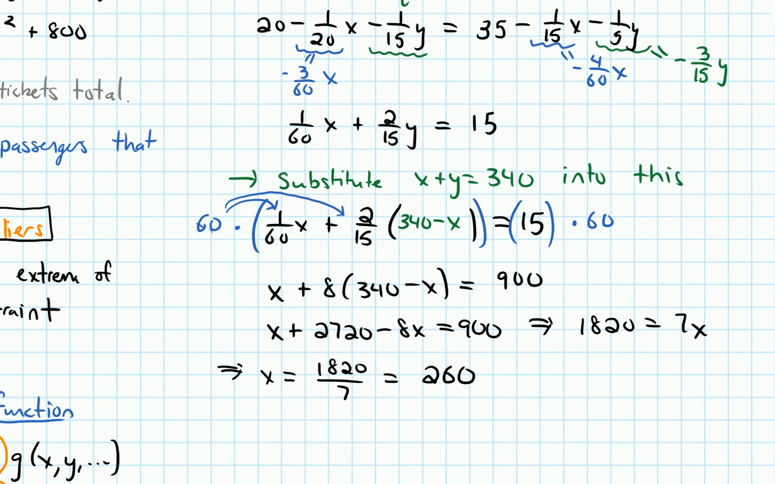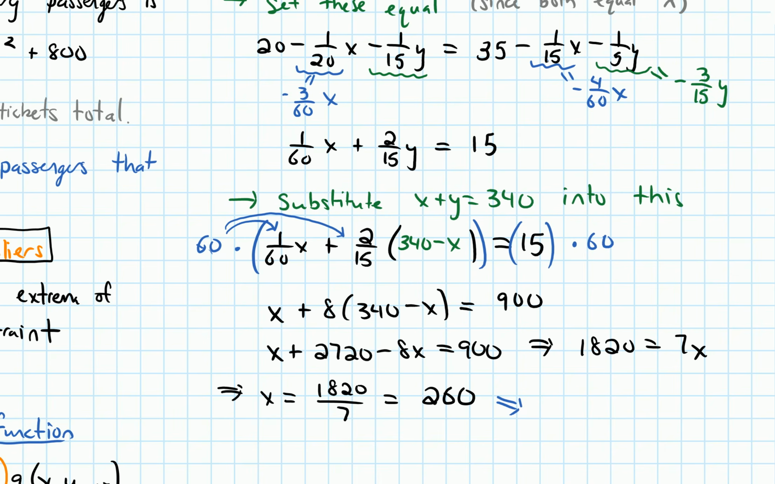Okay, but the question didn't just want x. X was the number of economy passengers. It also wants y. So to get y, we can plug into our constraint here. Remember, our constraint was y equals 340 minus x. So if I plug in x, we get y equals 340 minus 260, which gives us 80 again. Same value we got for y in the last video using our other method.